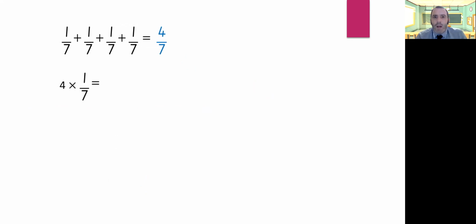So 1/7 plus 1/7 plus 1/7 plus 1/7 is 4/7. The other way of working this out is 4 times 1/7. So using our repeated addition and remembering that's what multiplication is. It's just another way of saying I've done this, in this case, 4 times over. We get the same answer. So all we're doing is we're multiplying the numerator by the integer.